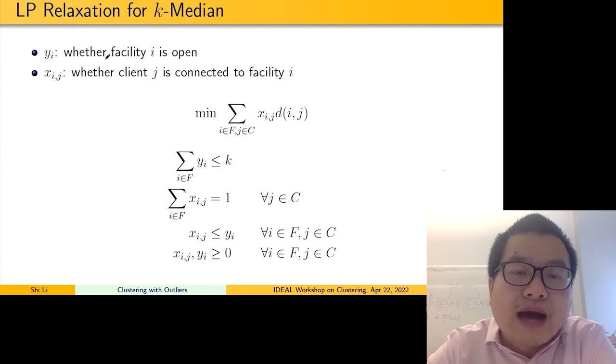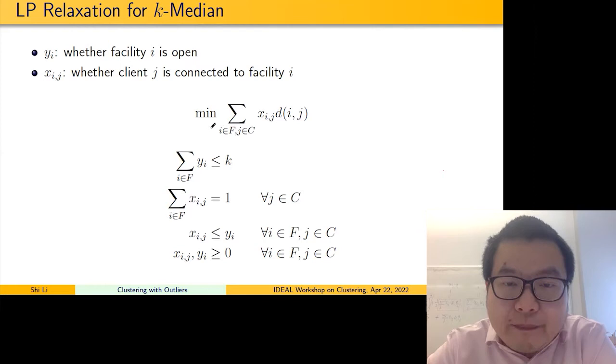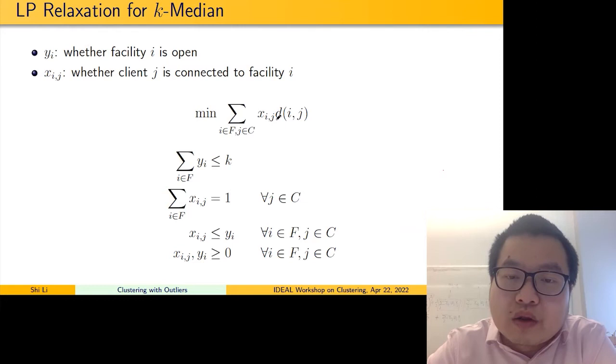So Xij will indicate whether we need to connect j to the vicinity i or not. And if i is connected to j, we need to pay a cost of Dij. So this is what we try to minimize: the sum of Xij Dij over all pairs ij.